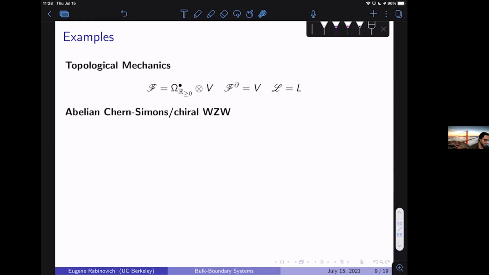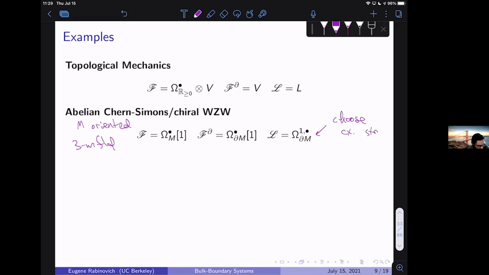You can also do Abelian Chern-Simons with chiral WZW boundary condition. And here M is an oriented 3 manifold. The space of bulk fields is the shifted de Rham complex here. The space of boundary fields is this shifted de Rham complex on the boundary. And for a Lagrangian, we choose a complex structure on the 2 manifold on the boundary, and we just take the 1 star forms on the boundary. Great. I won't talk about this example, but this is the central example of my paper with Brian and Owen.